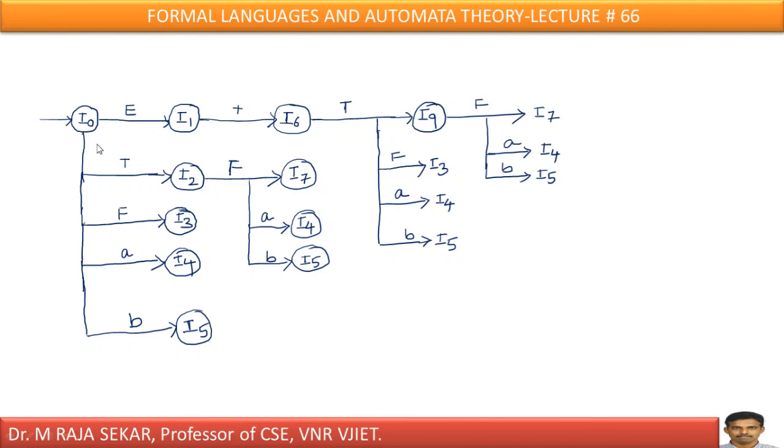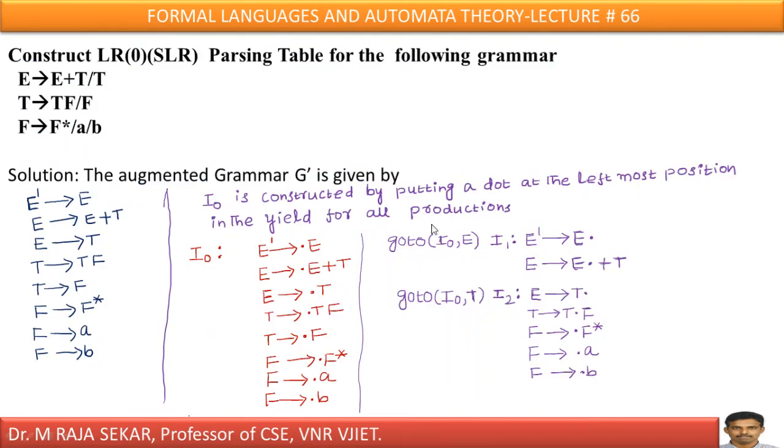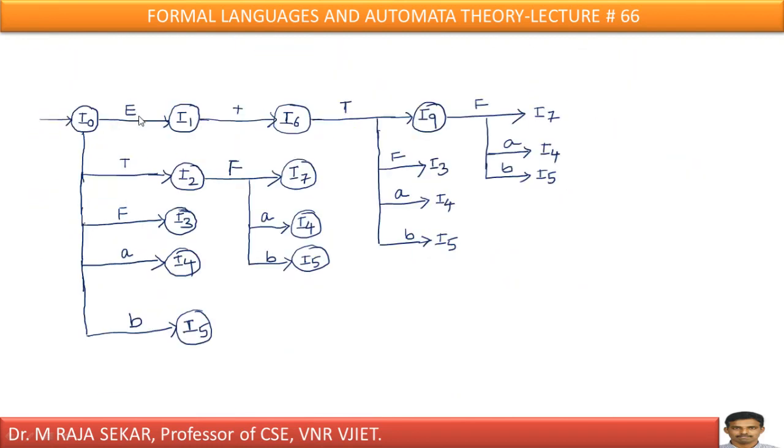From the above productions, I must form the goto graph. Just check I0 on E. Just see in my previous slides, I0 on E, we are getting I1. I0 on T, I am getting I2. Just go and check in my previous slides. I0 on F, I am getting I3. I0 on A, I am getting I4.